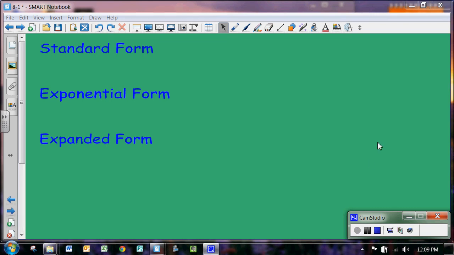All right, everybody, welcome to Chapter 8. Chapter 8 is going to be on exponents. So we're looking at a couple things first. We're going to look at some different terminology for types of exponents. First one we have is standard form. Standard form is nothing new.